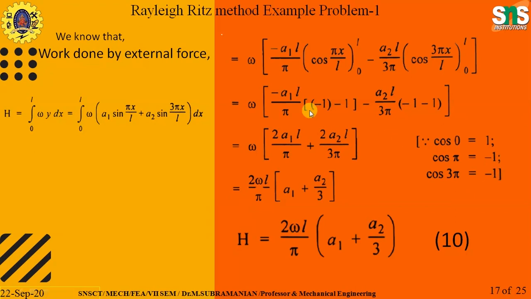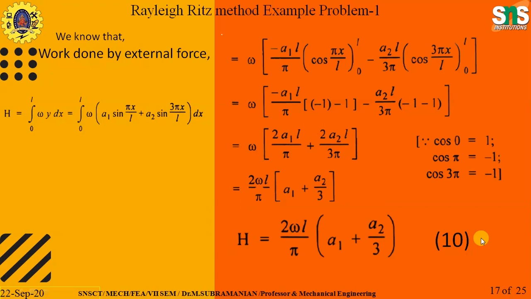So substituting these values, cos pi x divided by L between limits 0 to L gives minus 1. Similarly for L divided by 3 pi, minus 1. So finally we are getting 2 a1 L divided by pi plus 2 a2 L divided by 3 pi. So the value is 2 W L divided by pi into a1 plus a2 by 3. This is equation number 10. So now we have calculated the strain energy and the work done by the external force.